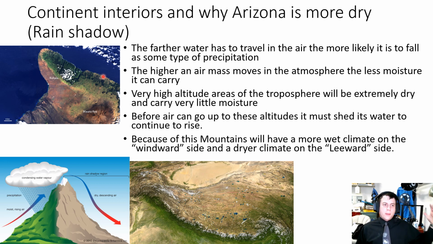The higher an air mass moves in the atmosphere, the less moisture it can carry. So the farther up you go in the atmosphere, the less moisture there is. At very high altitudes in the troposphere, that's the first layer of the atmosphere where we are and where all mountains are, it will be extremely dry and carry very little moisture.